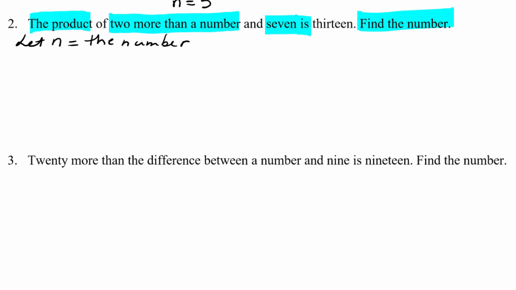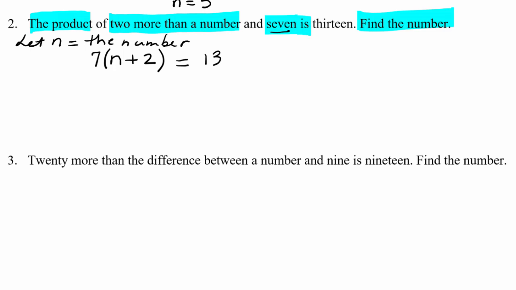And now we've got here a product. So we know there's going to be some sort of multiplication. It says 2 more than a number. So the number's n, so 2 more than that. What algebraic expression can we write? Well, n plus 2. So 2 more than a number is n plus 2, and we're supposed to multiply that because it says product, times 7, right? So let's put that 7 in front. The product of 2 more than a number and 7, that's what we have here on the left, is, so there's our equal sign, 13. Find the number. So there's our equation.